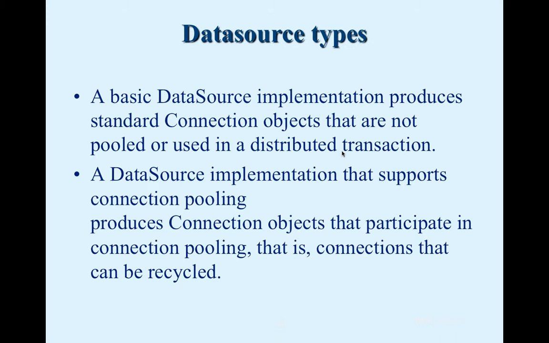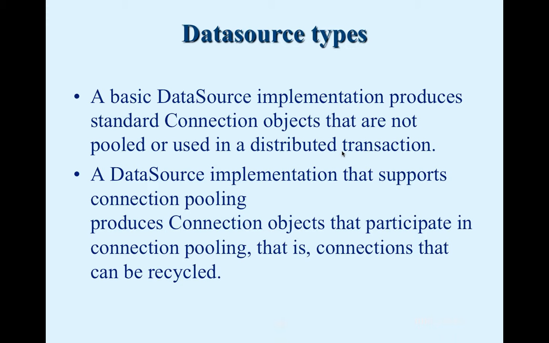So, data source types. A basic data source implementation produces standard connection objects that are not pooled or used in a distributed transaction. That means it's a standard standalone application, like how you install on your computer right now. It's not distributed. It's not being used by anybody else in the network. You don't have a network, right? It's just your own standalone system. Nobody's using it, so it's not distributed.